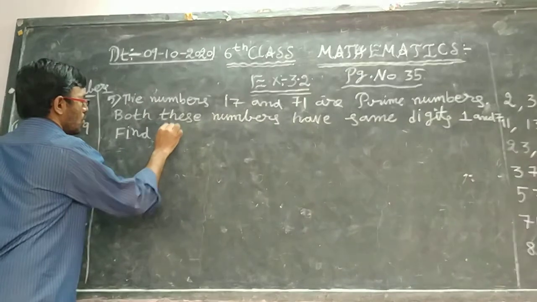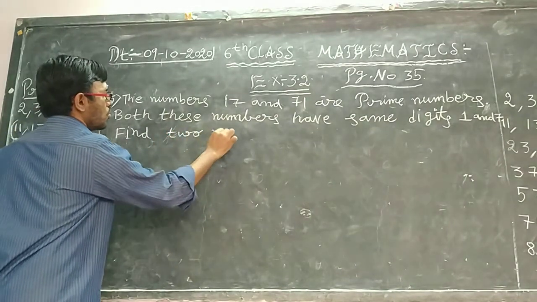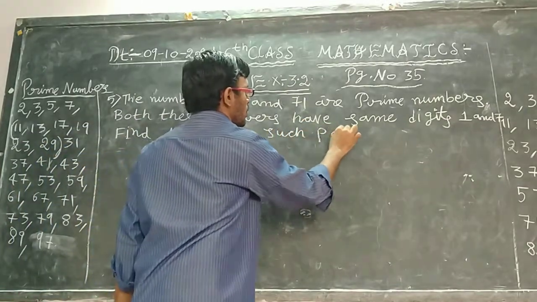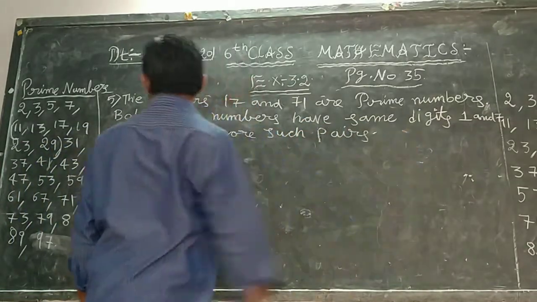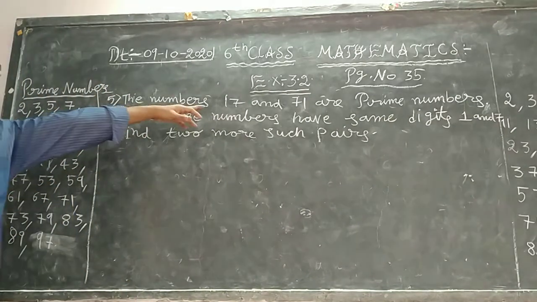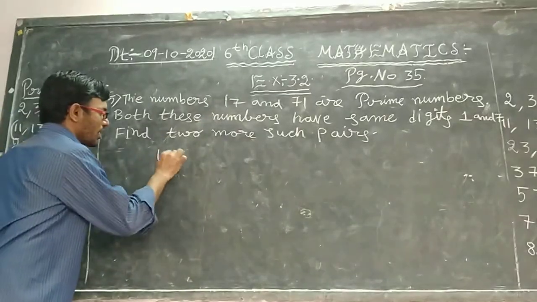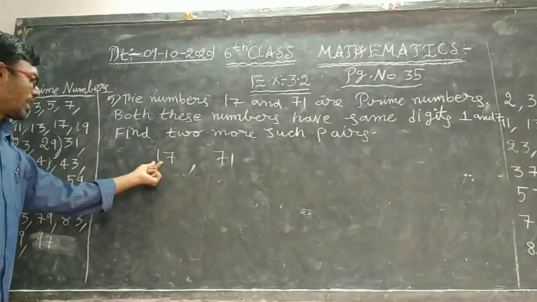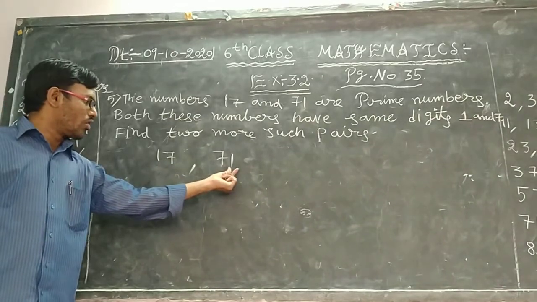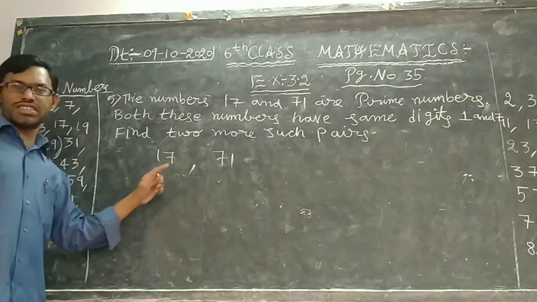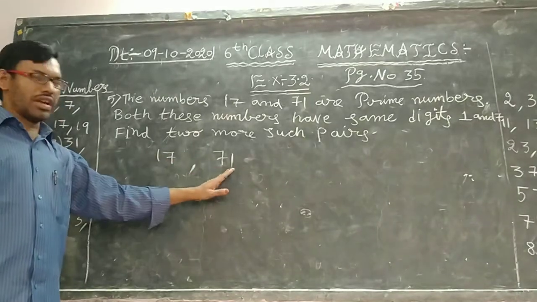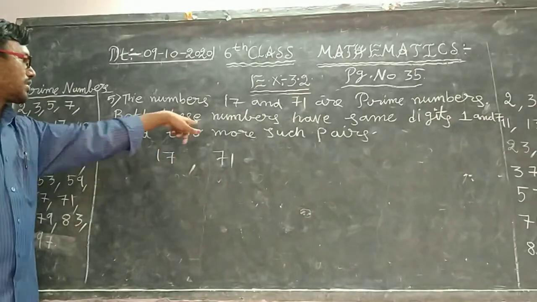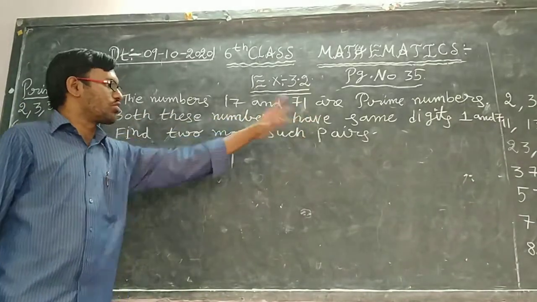Find two more such pairs from prime numbers. So here the numbers are 17 and 71. If you see the number 17 and 71, what are the digits given here? 1 is there, 7 is there. But here also 1 is there, 7 is there. So both have the same digits. Like this, these two are prime numbers, and both have the same digits 1 and 7.